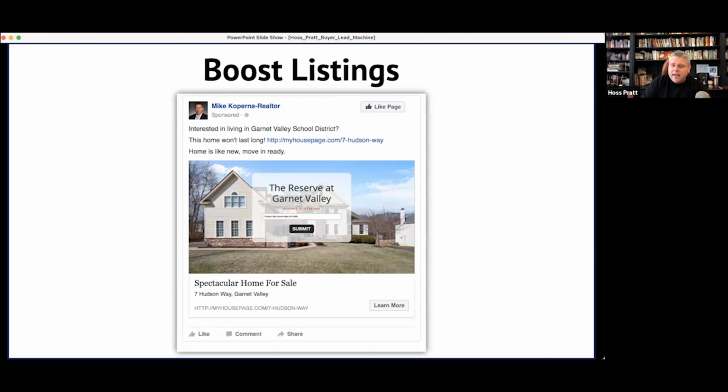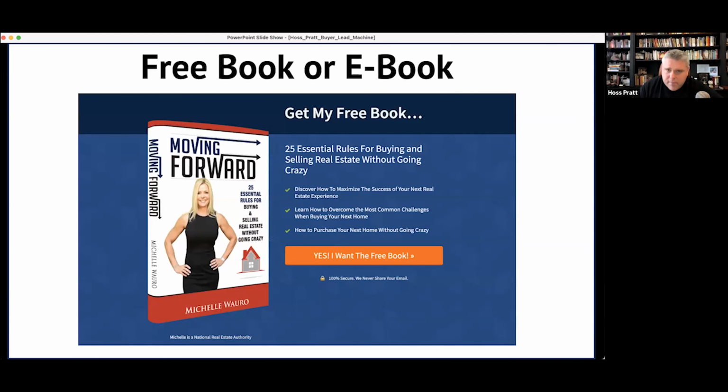And again, it's a listing tool. So as you're seeing these strategies, think of how you could use this to list more homes, because this is what sellers want. They want to see how you're going to go out there and generate the buyer leads, and being able to show them in real time on the appointment is going to help you convert them. A free book or ebook.